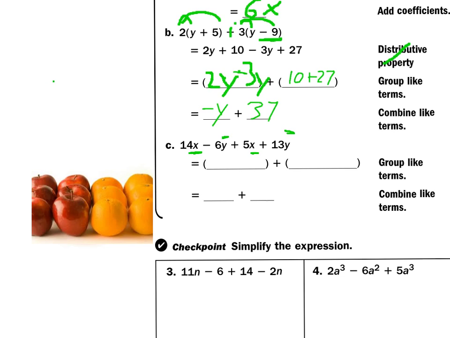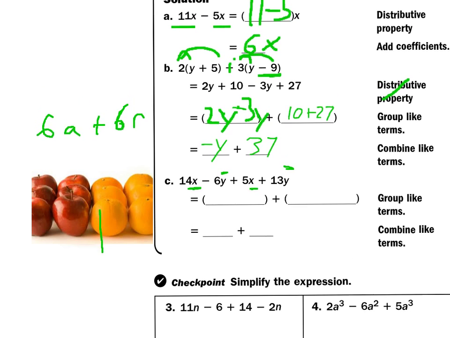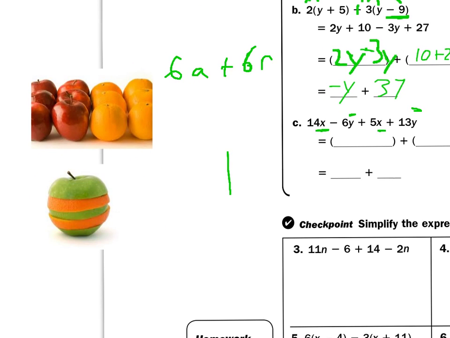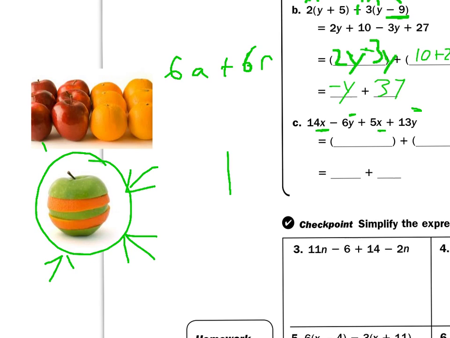If I look at my picture here, I have 6 apples plus 6 oranges. Let's use an R for oranges so it doesn't look like 60. 6 apples plus 6 oranges, and that's it. You got to stop right there. You can't combine them. You couldn't come up with 12 apple oranges. That wouldn't make any sense. You couldn't have 12 apple oranges, right? So this is nonsensical, you know that doesn't make sense. We have to make sure we use our common sense when we're doing algebra, though.